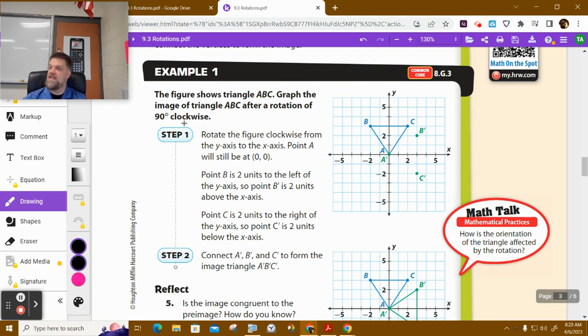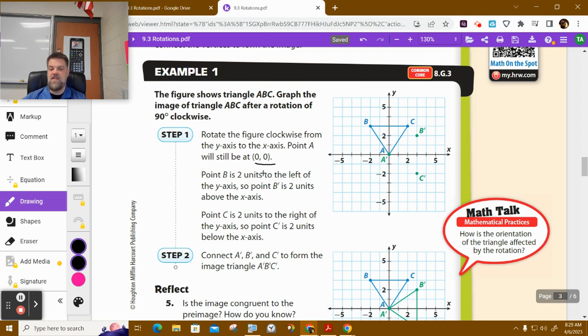So we're going to make the assumption that if they don't tell you where to rotate it about, it's about the origin. Okay? In other words, every point should be the same distance from the origin unless they tell you it's a different center. Okay? So anyways, oh wait, look, it says rotate clockwise about the origin, so the point will still be at 0, 0.